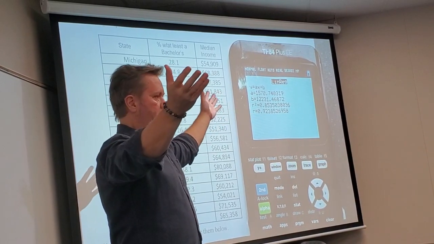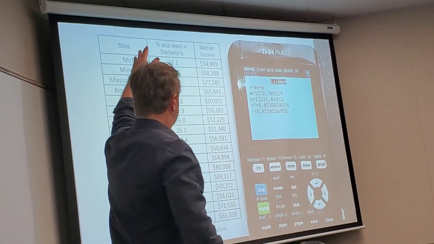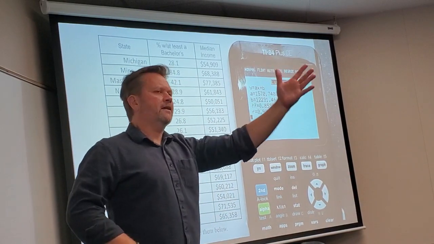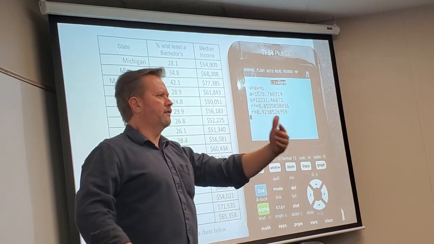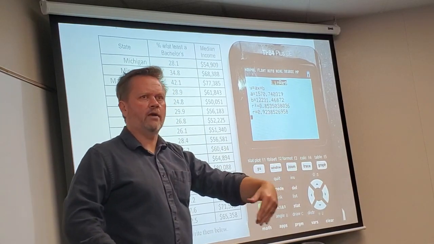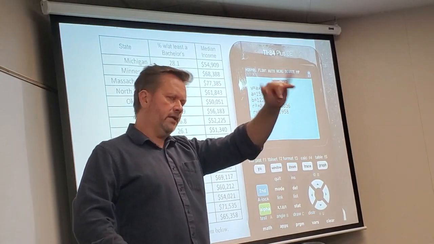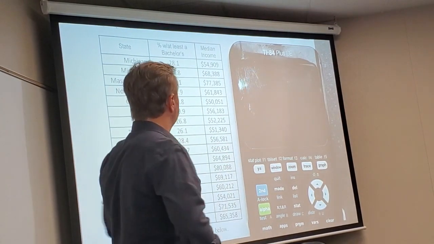R is pretty close to 1, right? 0.92. And it's a decent sized sample. And again, we sort of expected this, right? On one level, it's like, well, yeah, if you have a higher percentage of bachelor's degrees, you're going to have more people making more money. But again, like I said, you don't know which way that kind of goes.